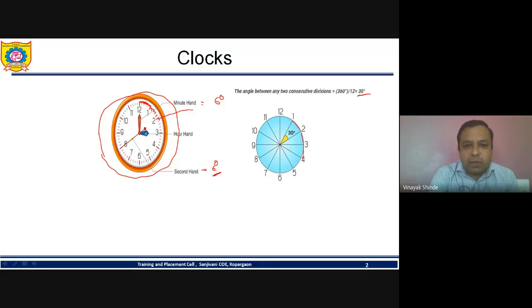And when you go for the hour hand, because these three hands are synchronized, as the hour hand moves, the minute hand also moves, and then the second hand also moves, meaning these are synchronized. So when 1 minute is completed, how much is the angle traveled by the hour hand? It is 0.5 degrees.